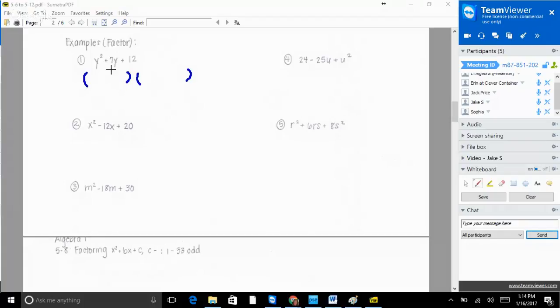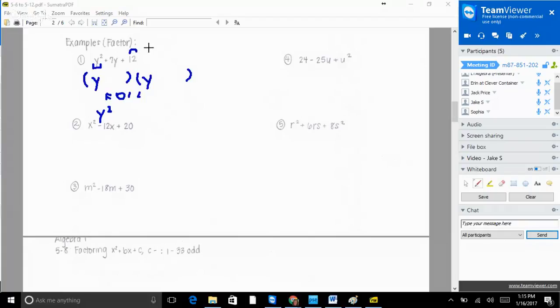All right, so we have y squared plus 7y plus 12. We know that the first term is y squared. That's awesome because that means it has to be y times y, right? Easy peasy. Everybody good with that? Because when you FOIL it later to check it, your first term is going to come out to be y squared. So is everybody okay with how I get this y times y here? Yep. Cool.